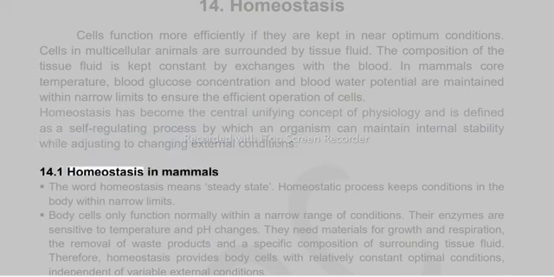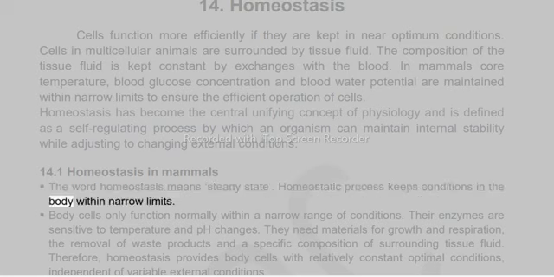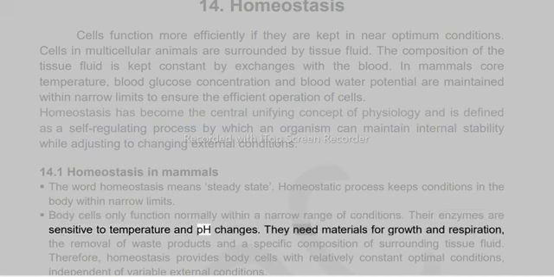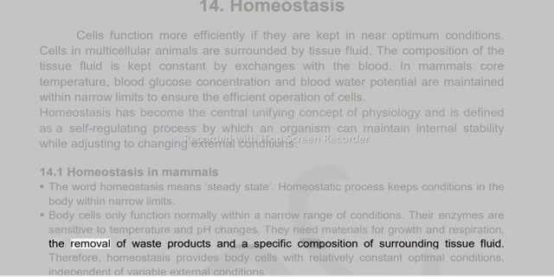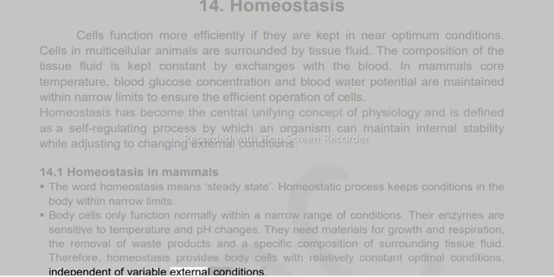14.1 Homeostasis in mammals. The word homeostasis means steady state. Homeostatic processes keep conditions in the body within narrow limits. Body cells only function normally within a narrow range of conditions. Their enzymes are sensitive to temperature and pH changes. They need materials for growth and respiration, the removal of waste products, and a specific composition of surrounding tissue fluid. Therefore, homeostasis provides body cells with relatively constant optimal conditions, independent of variable external conditions.